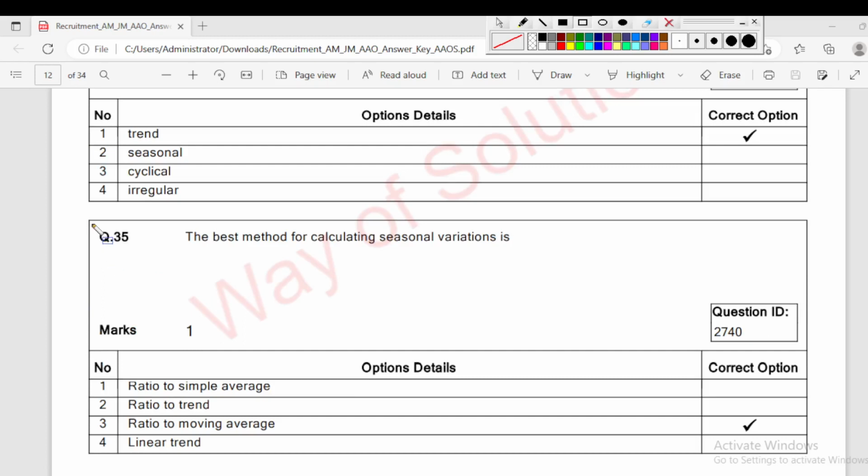Question number 35. The best method for calculating seasonal variations is option 1 ratio to simple average, option 2 ratio to trend, option 3 ratio to moving average, option 4 linear trend. Option 3 is correct, ratio to moving average.